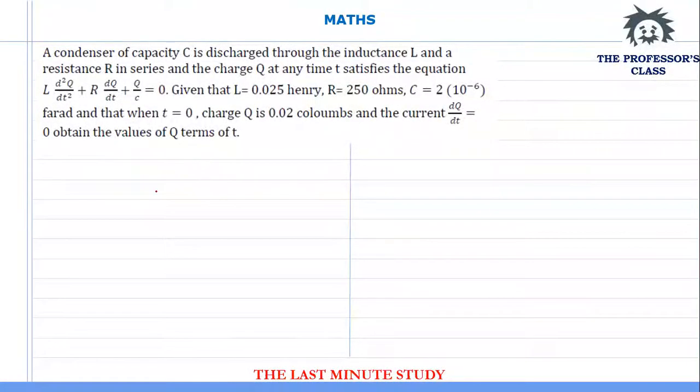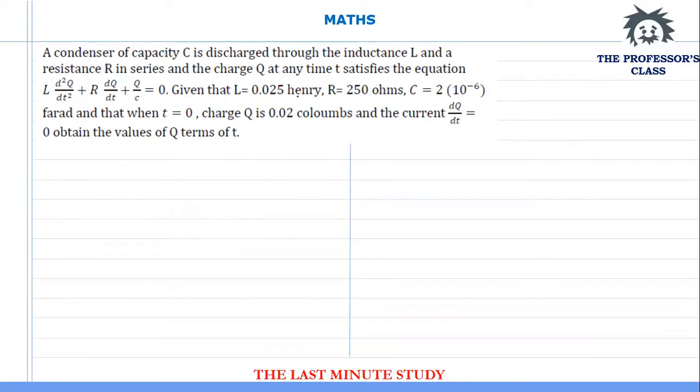Hello everyone, welcome to tutorial 3, question number 3. Now this question is the application of what we have studied so far. The question says that a condenser of capacity C is discharged through the inductance L and a resistance R in series, and the charge Q at any time t satisfies the equation given here.